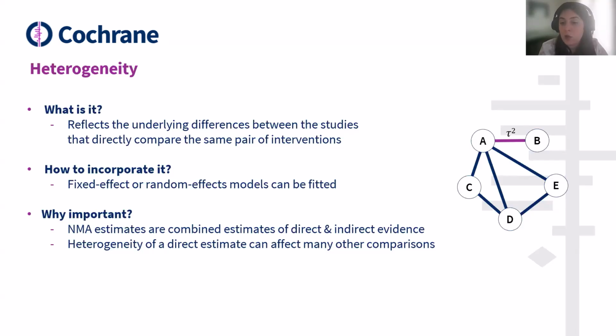Why is heterogeneity so important? Network meta-analysis estimates are combined estimates of direct and indirect evidence. Therefore, large heterogeneity in a direct estimate can affect many other comparisons which use this information.